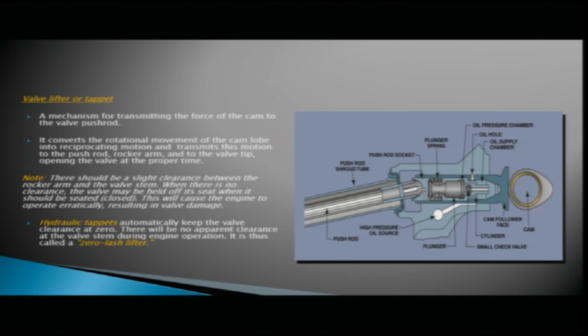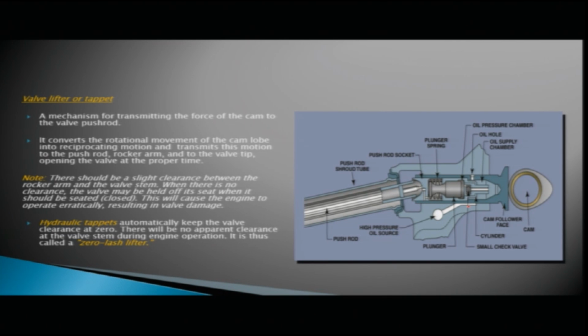This is your cam lobe, this is your valve lifter, this is your push rod, and the internal mechanism of the valve lifter is shown here. What is a valve lifter? We also call it a tappet. What is it actually? It is a mechanism for transmitting the force of the cam to the valve push rod. So for transmitting the force of the cam lobe to the valve push rod, this tappet or the valve lifter is used.